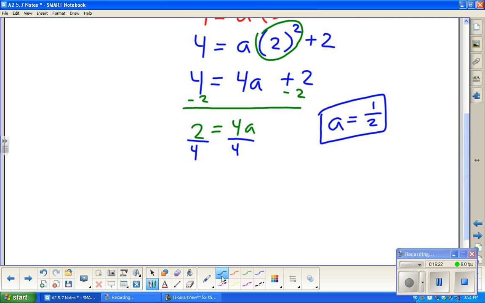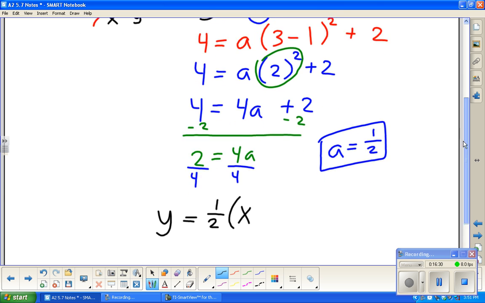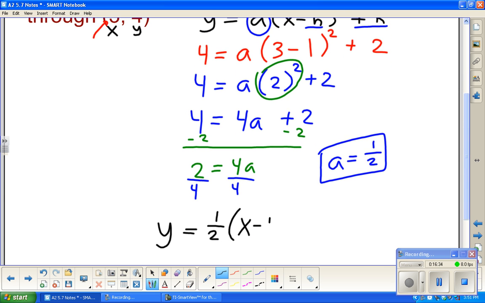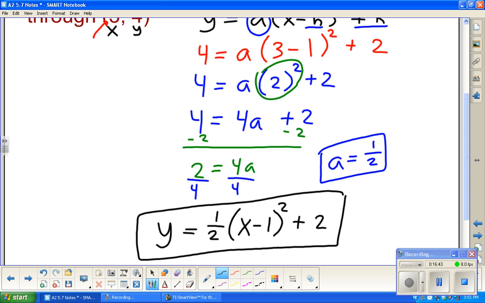So all we're going to do is go back to our vertex form. y equals, we know a is 1/2. x must stay a variable. Okay, h and k we already knew were 1 and 2. So that would be the equation in vertex form of the graph that we had.